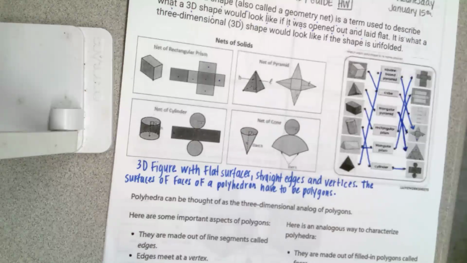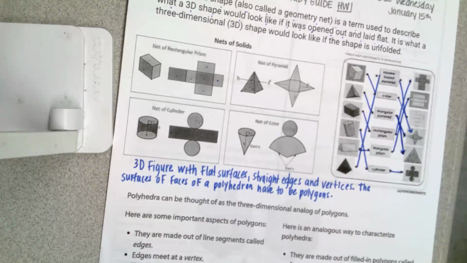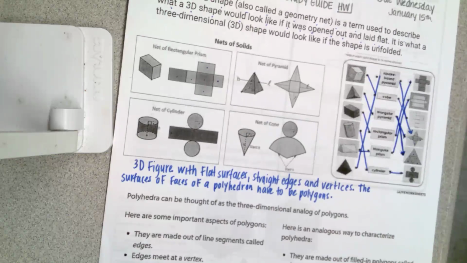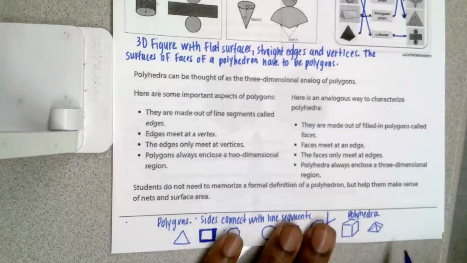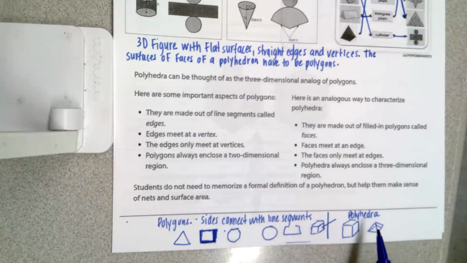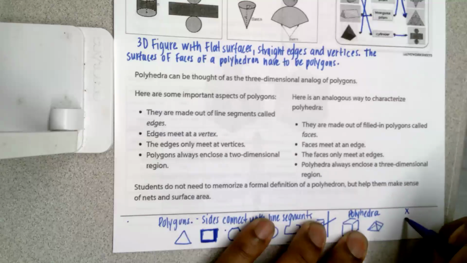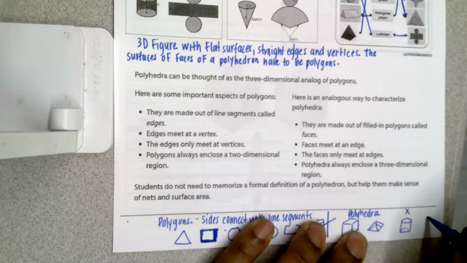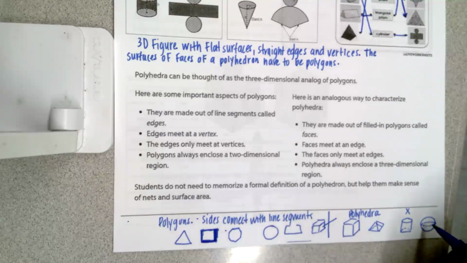Please forgive my drawing, but I'm going to try. So a square-based pyramid: you see how the base is a square and all of it connects through with triangles. But a polyhedra is not a cylinder or anything like that, or a sphere. These are not polyhedra. Okay?